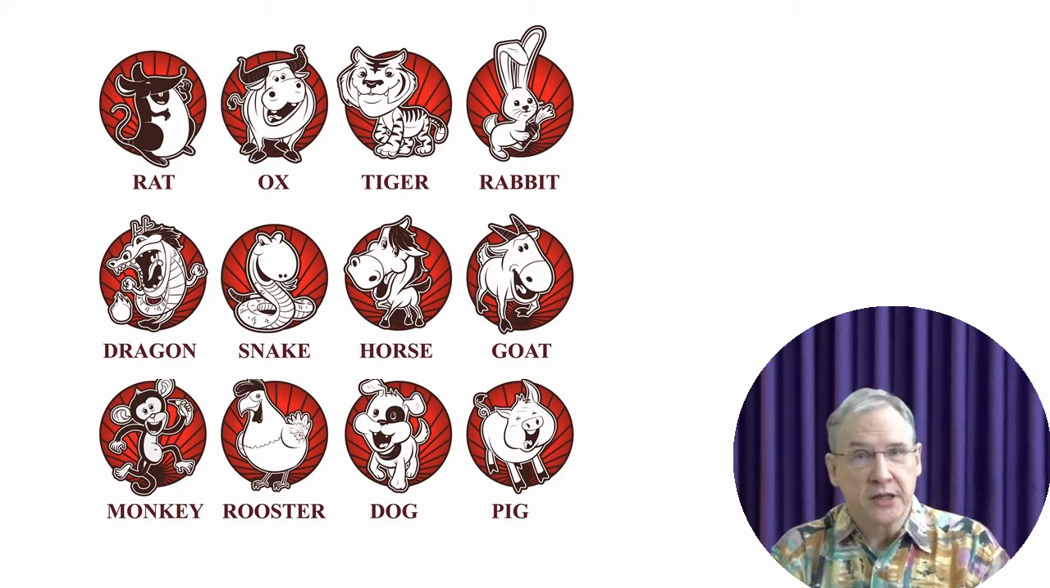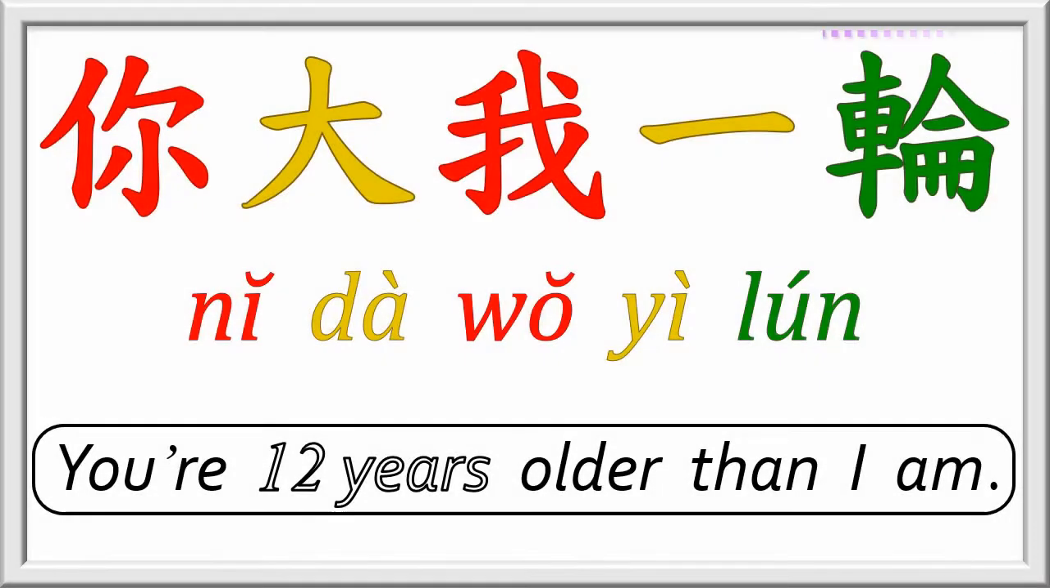The Chinese may not believe all the supposed attributes of each animal sign, but they definitely do know the animal representing the year they were born, and they use the character 轮 to refer to the number of cycles between people's ages. 你大我一轮, you're exactly 12 years older than I am. An opposite example might be 你小我2轮, you're 2 cycles, 24 years younger than me.